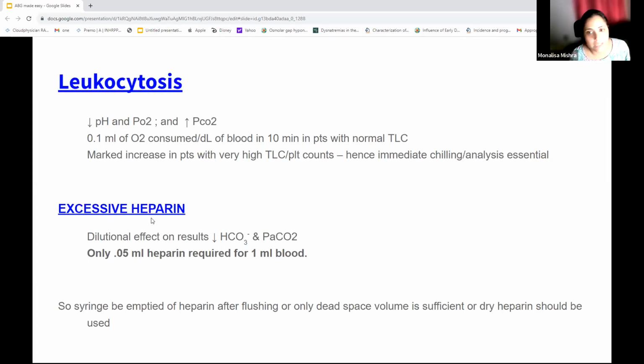And what happens if there is excess of heparin? If there is excess of heparin also, it causes decrease in bicarb and PaCO2. Only 0.05 ml of heparin is actually required for 1 ml of blood. Okay, so only 0.05 ml of heparin is required for 1 ml of blood for ABG analysis. Please remember that. So the syringe can be emptied of heparin after flushing, or only dead space volume is sufficient, or dry heparin should be used.